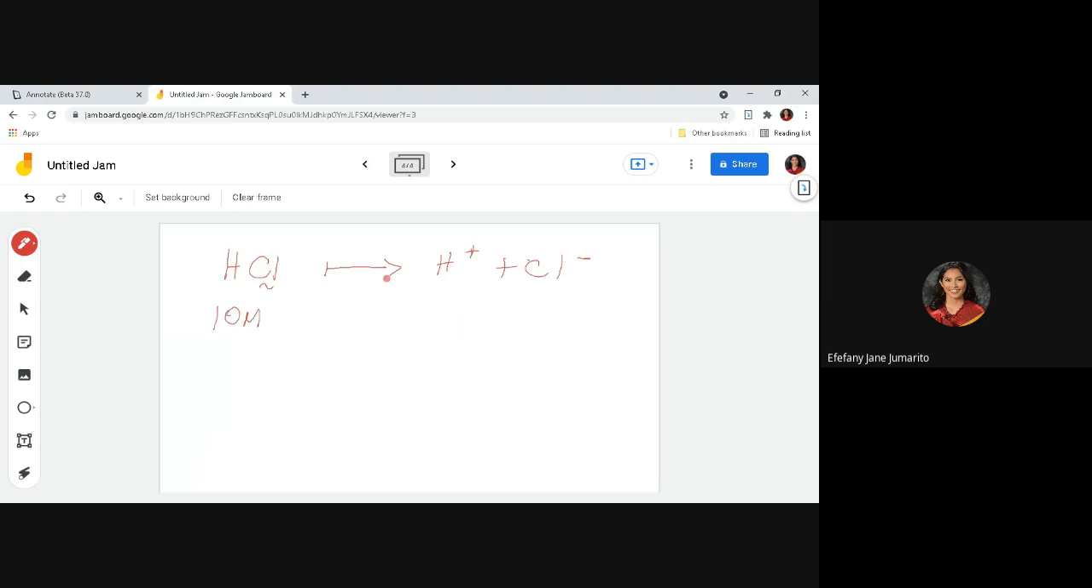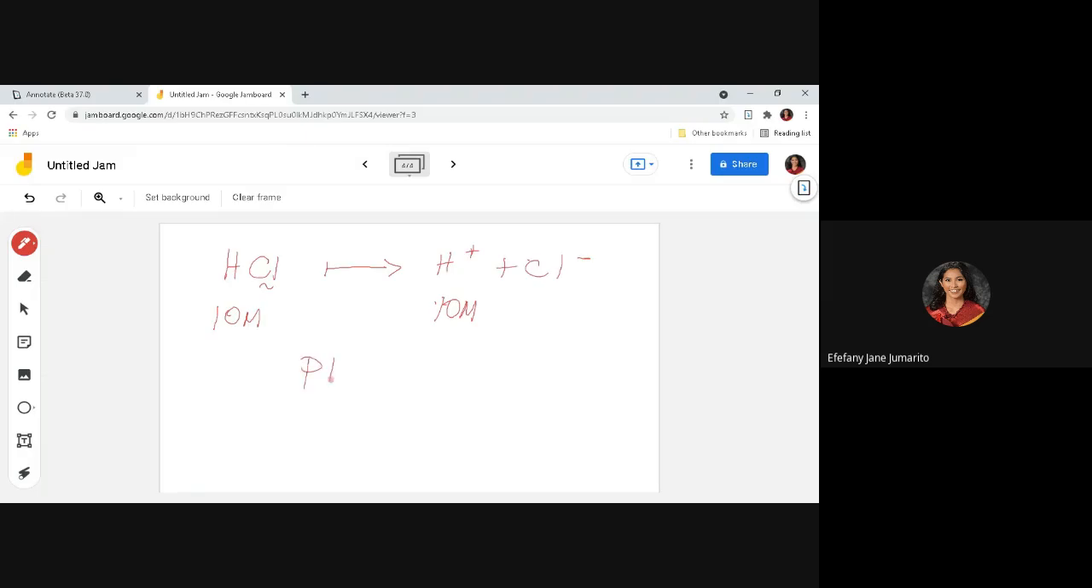So if we have 10 molar of HCl, because HCl is a strong acid, right? Now, when you react that with water, then it will dissociate completely. Then what will happen? All the hydronium ions will be 10 molar, and then also we have 10 molar of the Cl minus.